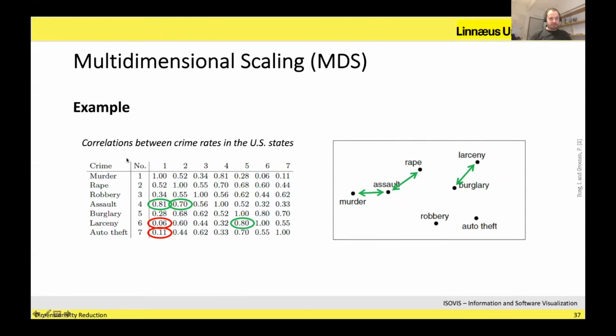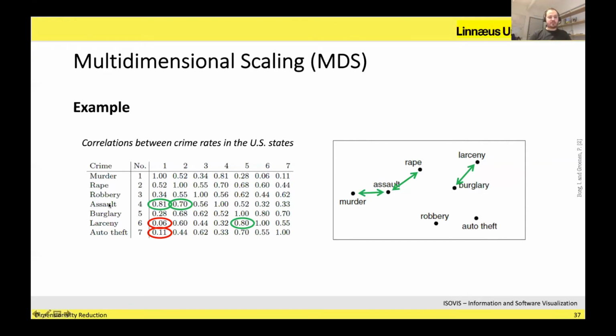We have 7 types of crimes here. So murder, rape, robbery, and so on. And they computed how correlated the crimes themselves are. So like how when murder happens, assault also happens, or when rape happens, assault also happens. Sorry, I got completely confused with the previous example.